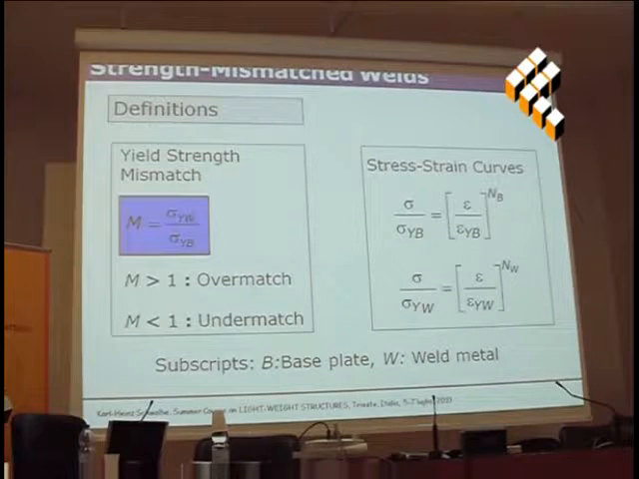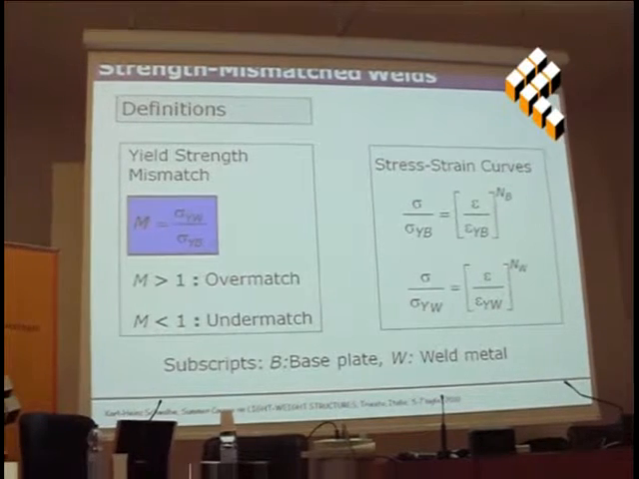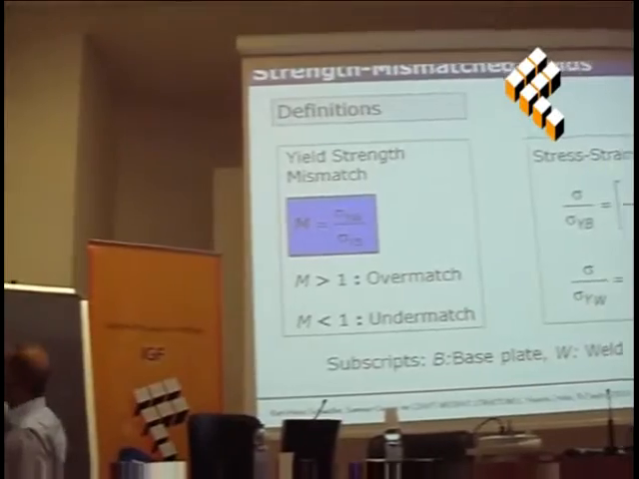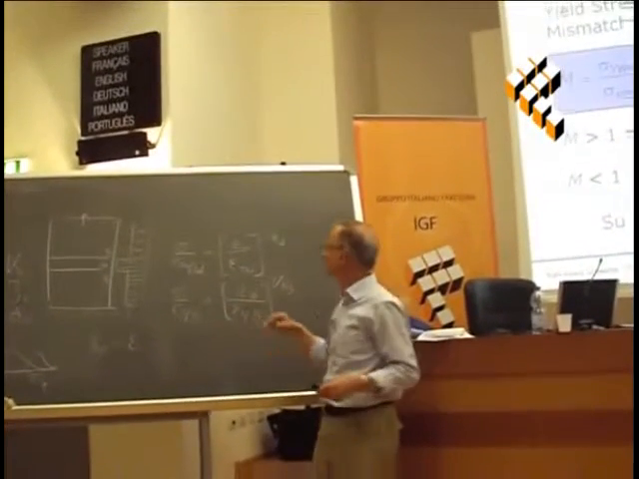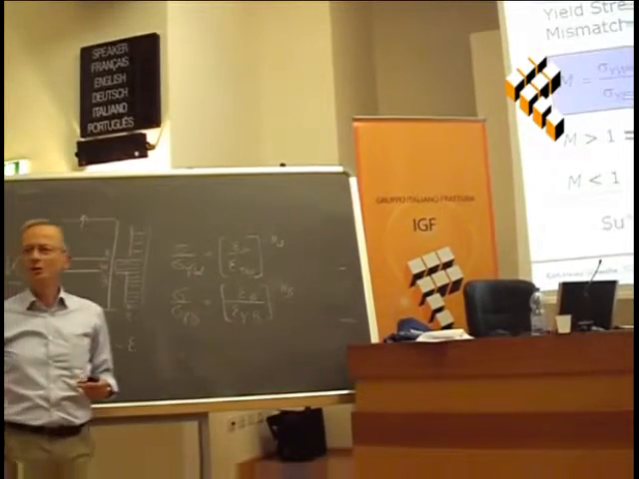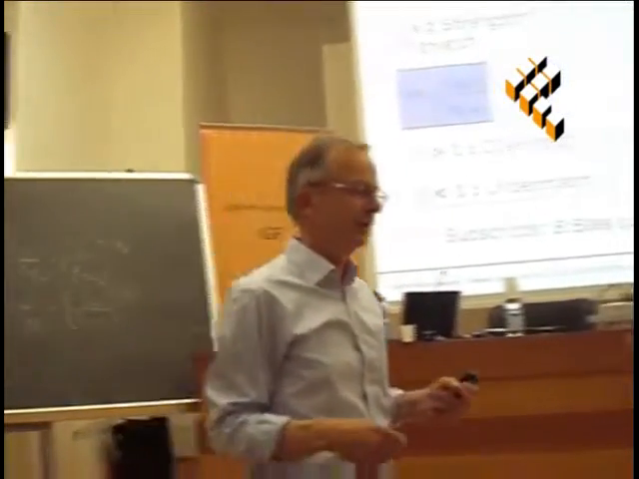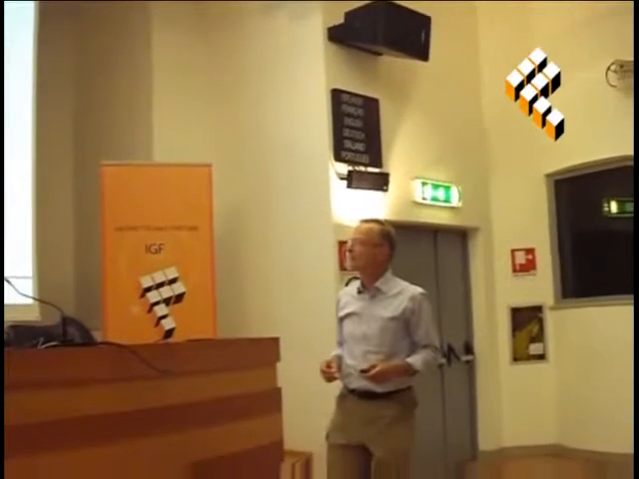Once again, the definitions. The mismatch factor greater than 1 is overmatch, smaller than 1 is undermatch, equal to 1 is even match. Again, the stress-strain curves. This is wrong here, I'm sorry, because usually I have the strain on the left-hand side, and that's why I have the reverse. You know, we have a saying in Germany: when you work, you make mistakes. When you work a lot, you make a lot of mistakes. So there's always an excuse.